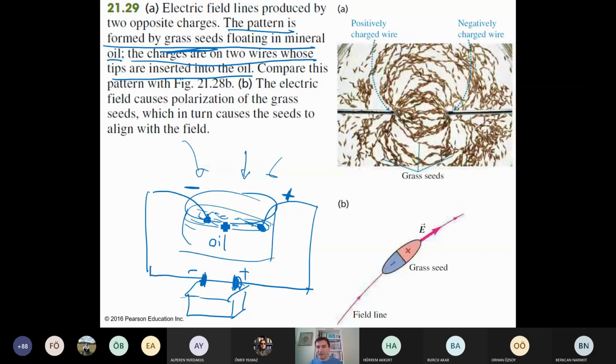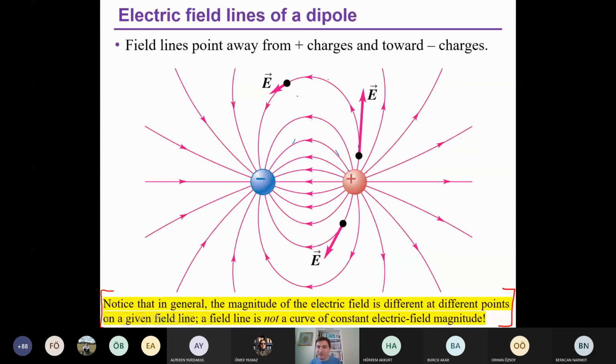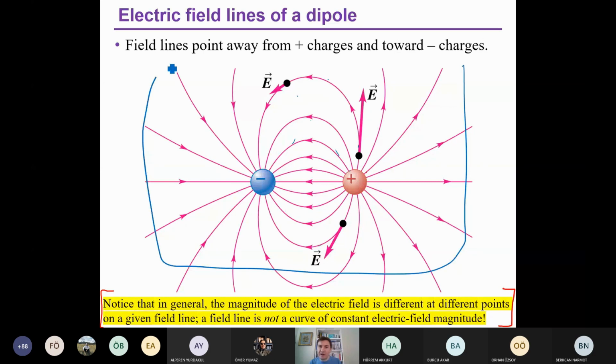So we will have field lines like this. Look at this one. We will have field lines like this. Then grass seeds will be aligned like this. These are the grass seeds. This is the picture of the grass seeds in oil.